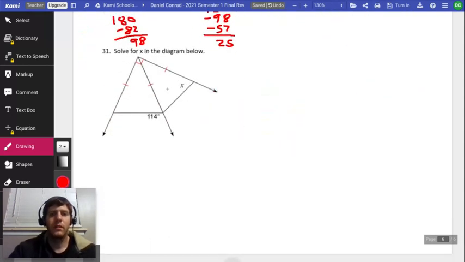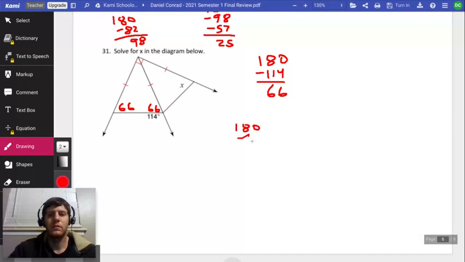Okay, and last one here, we have a right triangle and two isosceles triangles. Right, but we can start here with a linear pair. So 180 minus 114 is 66. Right, this is isosceles. So this one over here is also 66. Okay, so we can do 180 minus 66 minus 66 to get the third angle of our triangle. So that's 132. That's going to be 48.